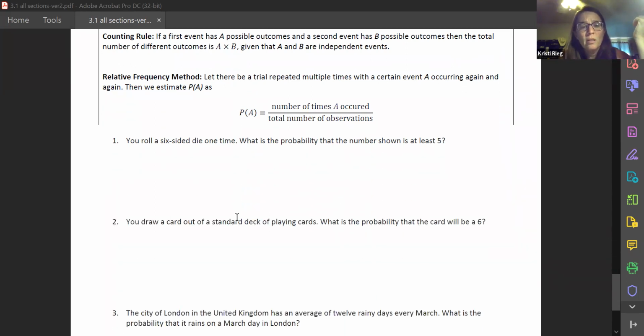So you roll a 6-sided die one time. What is the probability that the number shown is at least a 5? So first of all, what does that mean? At least 5 means 5 or 6.